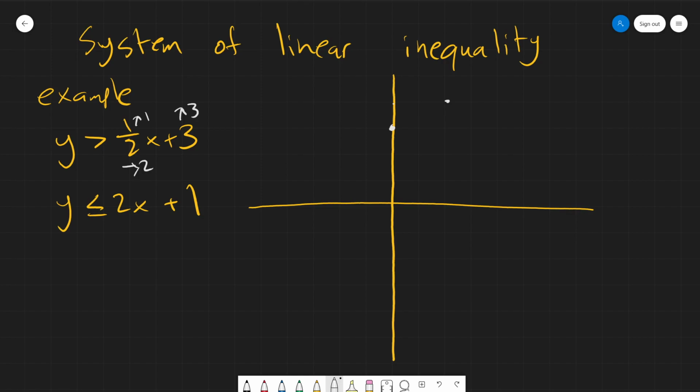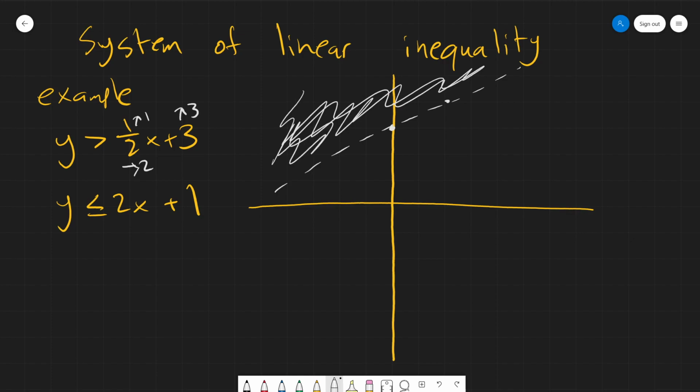Well, I have no line underneath. It's going to be dashed. And it's greater than, so I'm going to shade above. Now I'm going to graph my second line. I'm going to put this over 1 to make it a little easier. Let's do it in red. So I'm going to start up 1 now. And now I'm going to go up 2 and right 1.